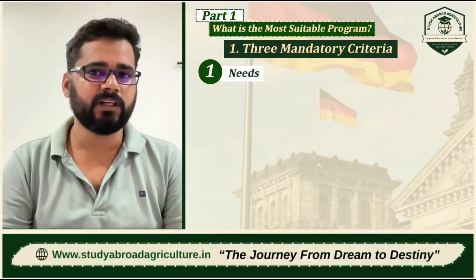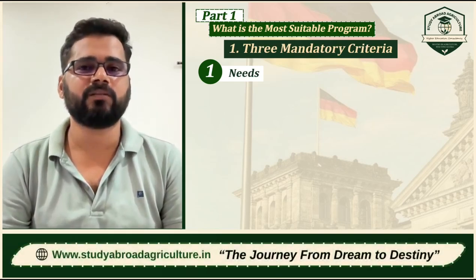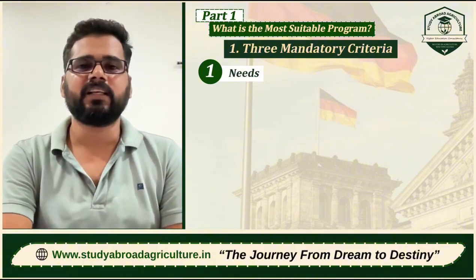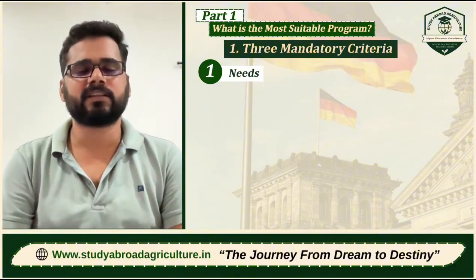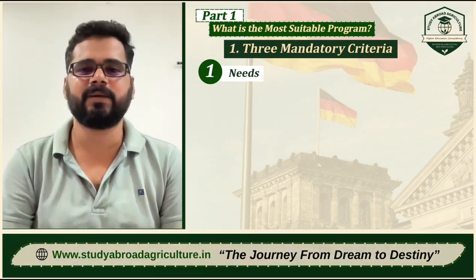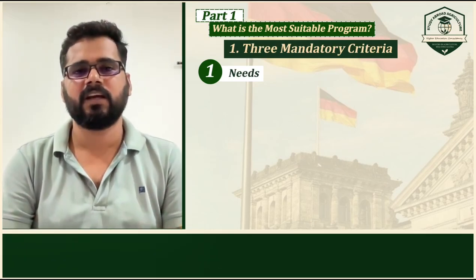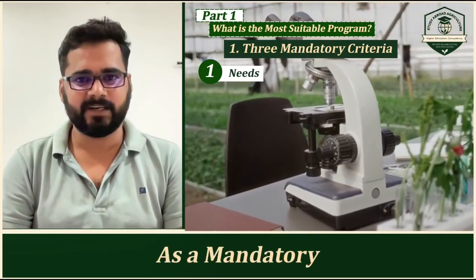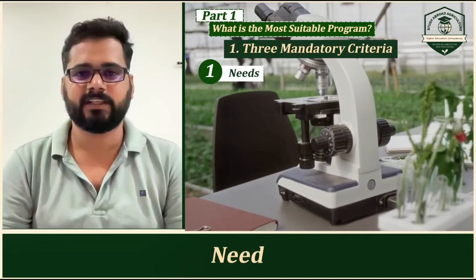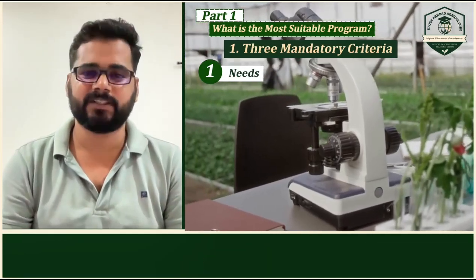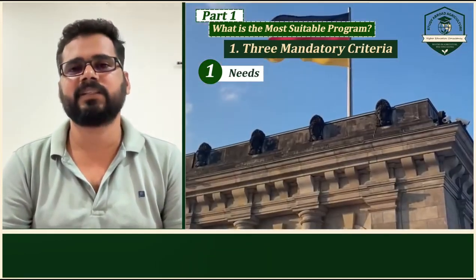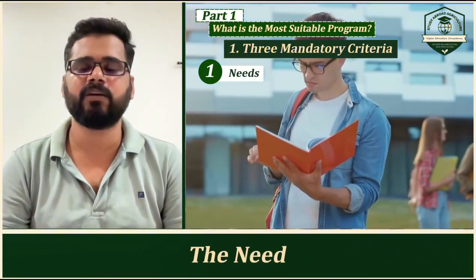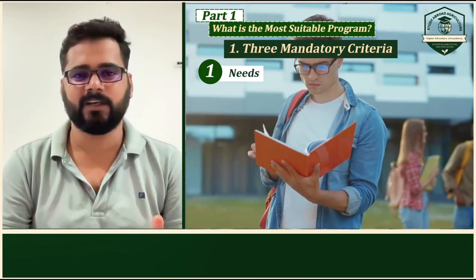Maybe another student is willing to join soil sciences or crop protection, both. In that case, for this student it is a preference, because he is flexible about it. When we decide something as a mandatory criterion, it becomes a need for us, and when we are flexible about it, it is a preference. So a most suitable program must first fulfill the need or mandatory criteria.